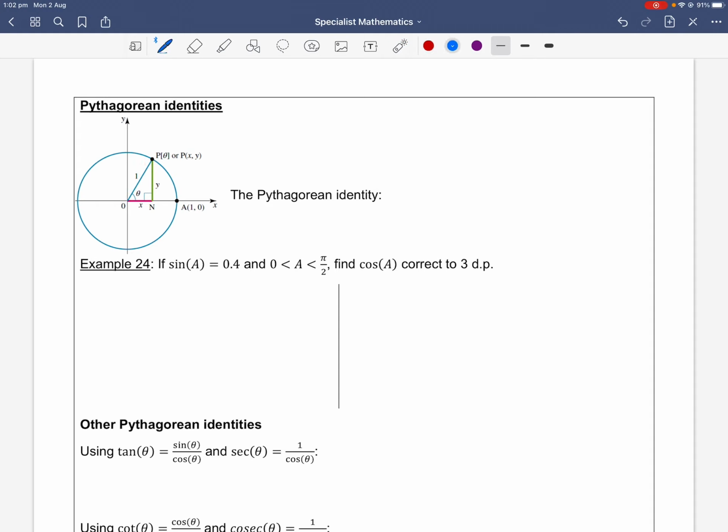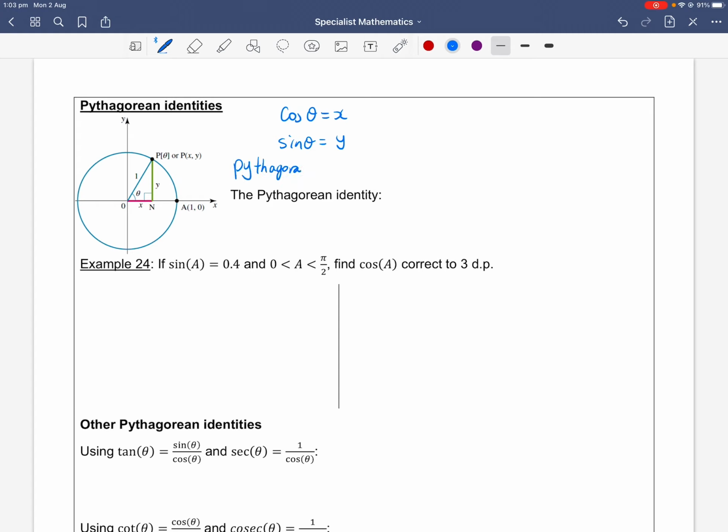So if we look at our right angle triangle, we have cos of theta equals x because that's adjacent versus hypotenuse, so the hypotenuse is 1. Our sine of theta is y because that's opposite versus hypotenuse. And since we've got a right angle triangle, we can apply Pythagoras' theorem from year 9.